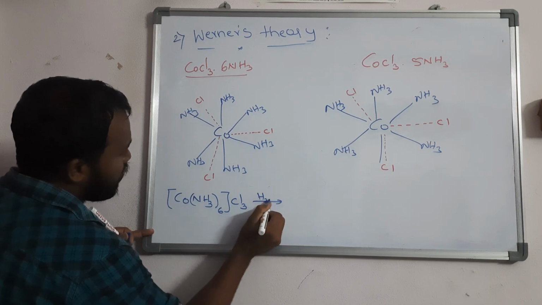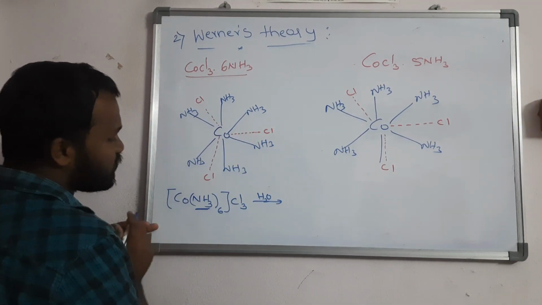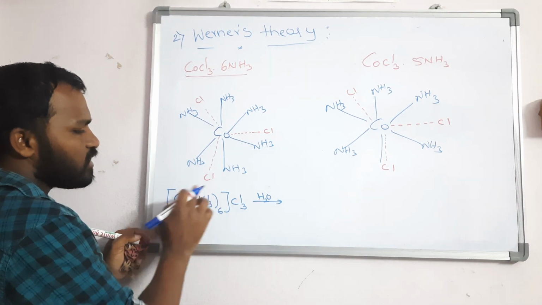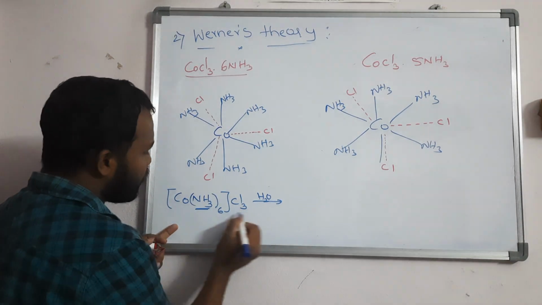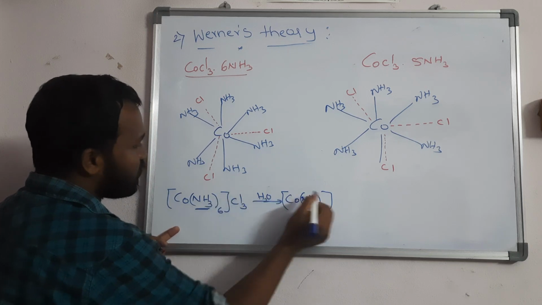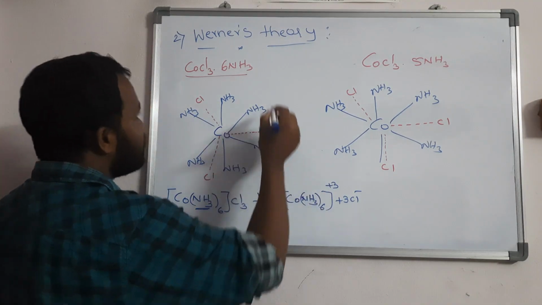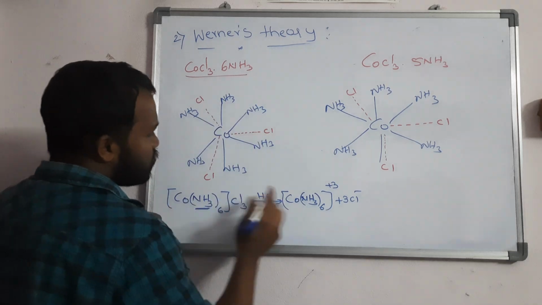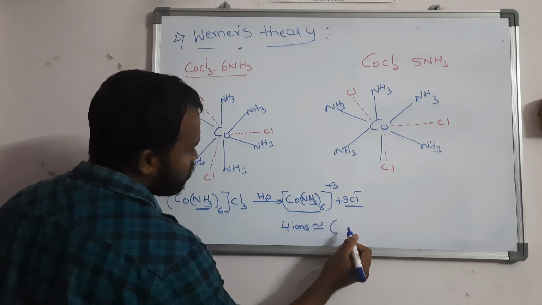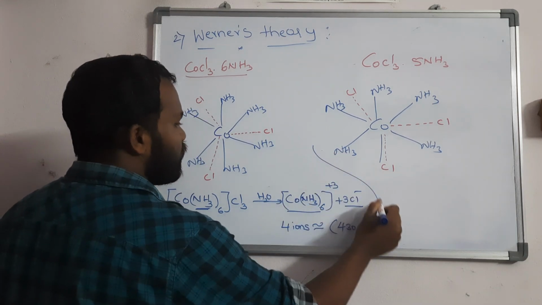So upon hydrolysis, what happens? Because 6 NH3s are there, 6 are satisfied by secondary valency, that is the coordination number, octahedral. The 6 are present inside the coordination sphere, so that is [Co(NH3)6], and outside is Cl3. Upon hydrolysis we get [Co(NH3)6] with plus 3 charge and 3 Cl minus. This square bracket is represented as one ion, so this is one ion, and this is 3 ions, total 4 ions are present. The conductivity of 4 ions is approximately 430 ohm inverse. This is the conductivity concept for this.